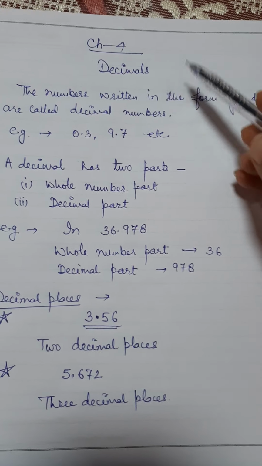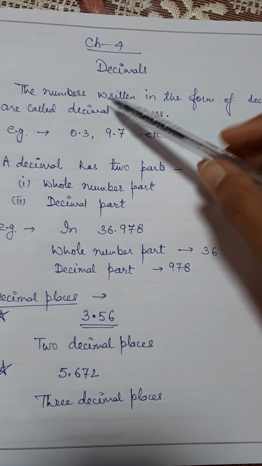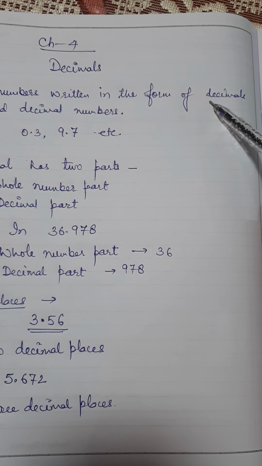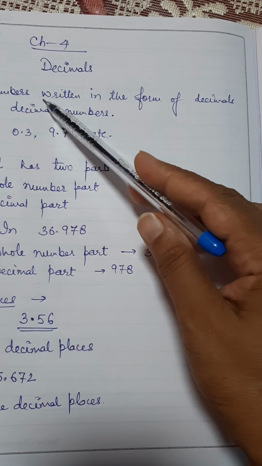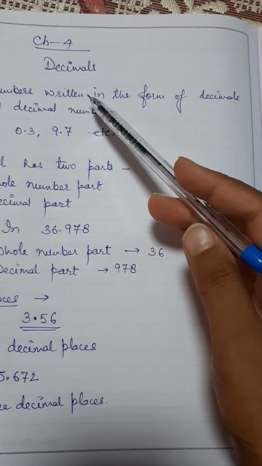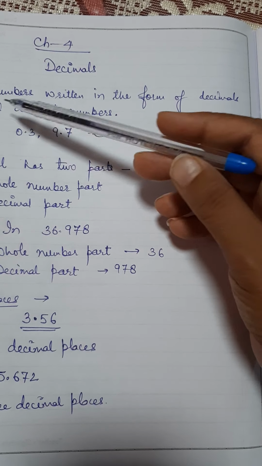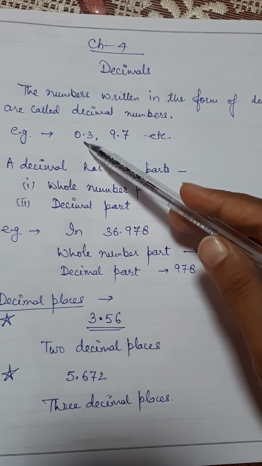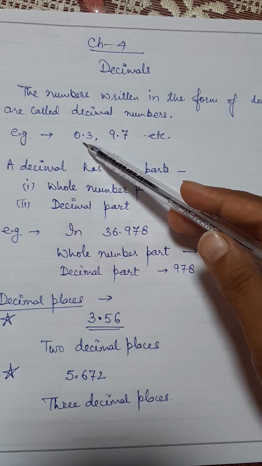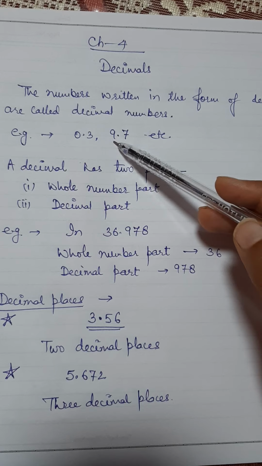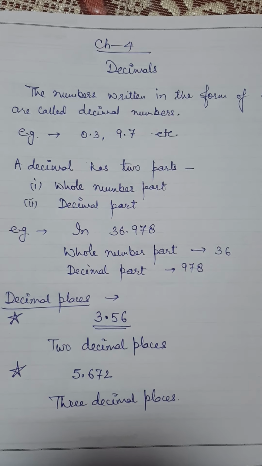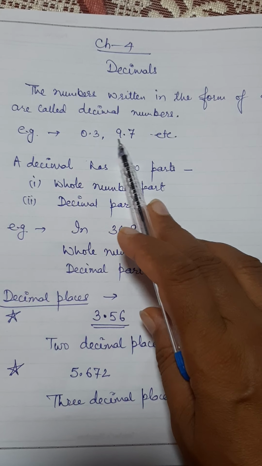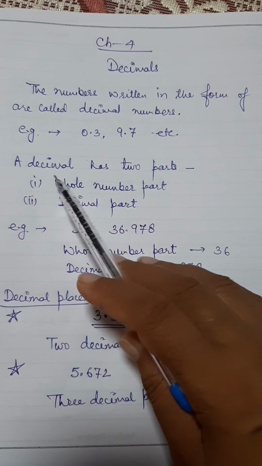So first of all, you have to know what decimals are. The numbers written in the form of decimals. What are decimals? The numbers which are written in the form of decimals are called decimal numbers. Right? For example, here we have two numbers like 0.3 and 9.7. So these two numbers have decimals in between, so these are called decimal numbers.